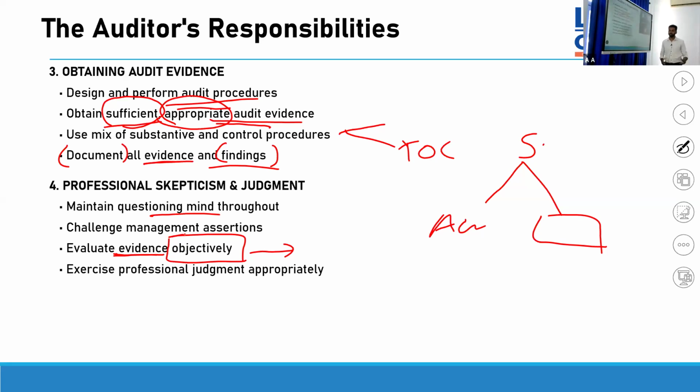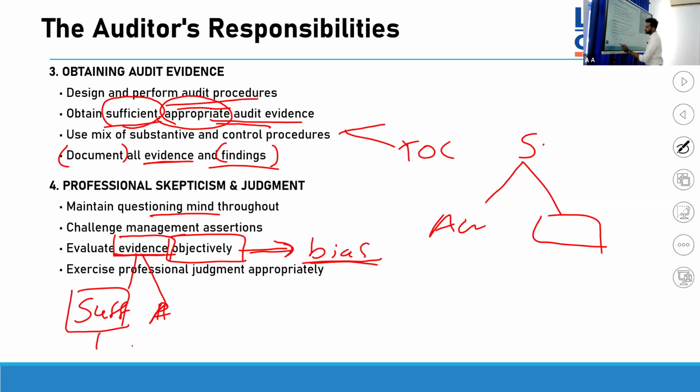So when we are evaluating evidence, we must evaluate that evidence objectively without any bias, right? We should not make decisions based on our preference or our opinion, right? We must always rely on sufficient and appropriate evidence. When it comes to evidence, please keep in mind it must be sufficient as well as appropriate.